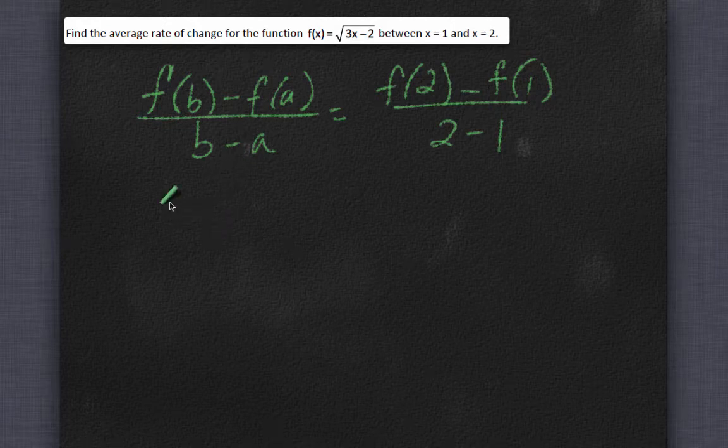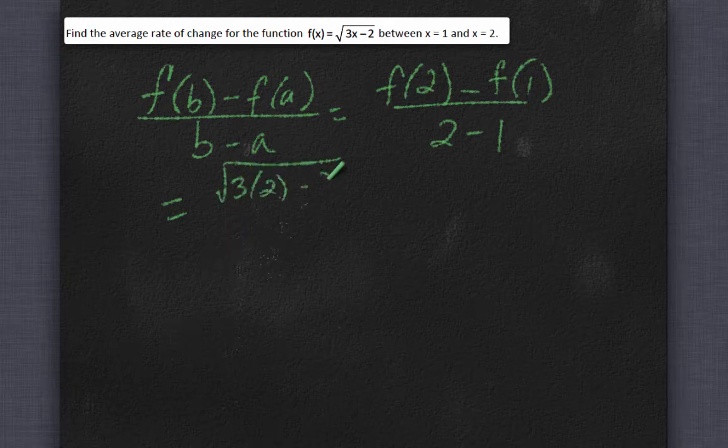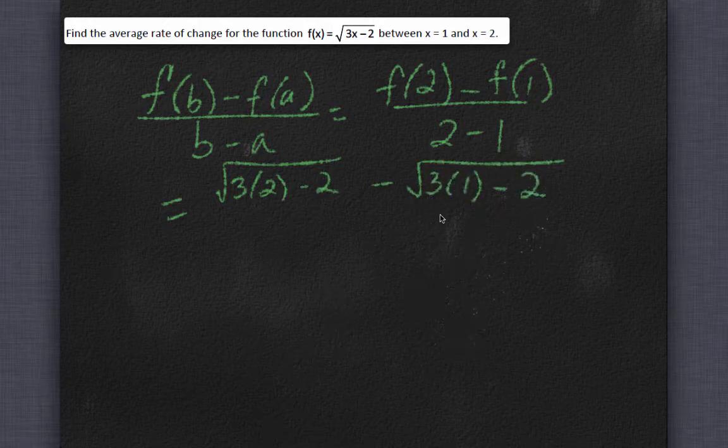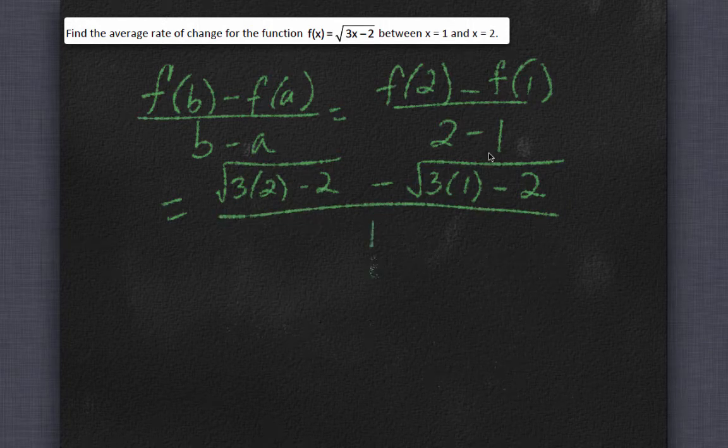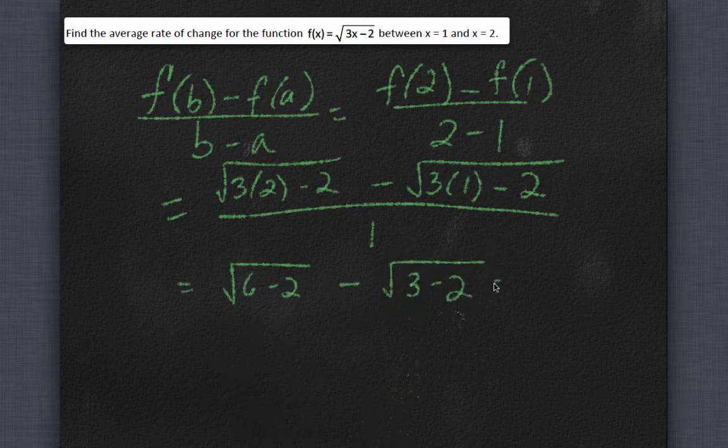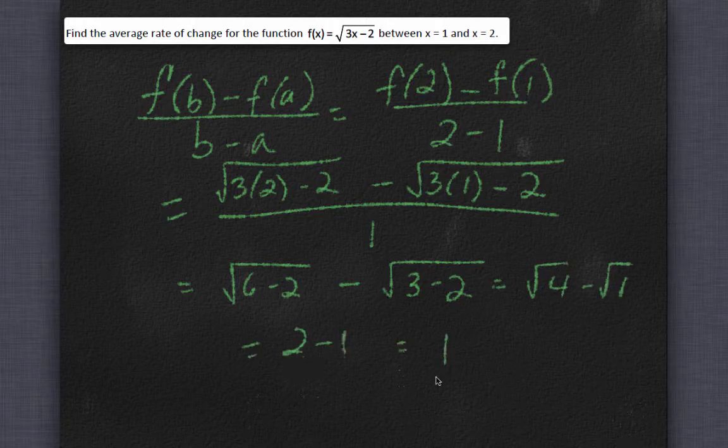Okay, so now I'm going to plug 2 into f. Square root of 3 times 2 minus 2, minus square root of 3 times 1 minus 2. So I've plugged in 2 and then I've plugged in 1. And that's over 2 minus 1, so I can forget about that now because it's just 1. So this is square root of 6 minus 2, minus square root of 3 minus 2: square root 4 minus square root 1. So the average rate of change between x equals 1 and x equals 2 is 1.